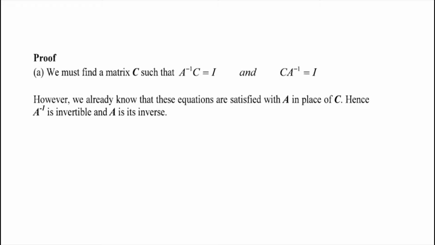This is the proof of part A. We must find a matrix C such that A inverse C is equal to identity and C A inverse is equal to identity. However, we already know that these equations are satisfied with A in place of C, and A inverse is invertible and A is its inverse.